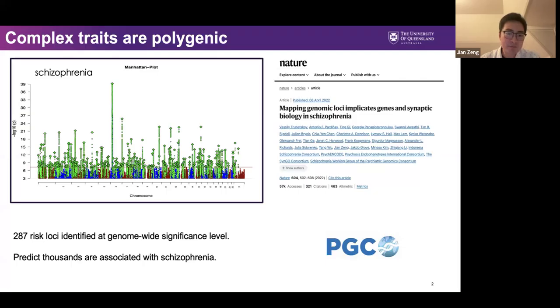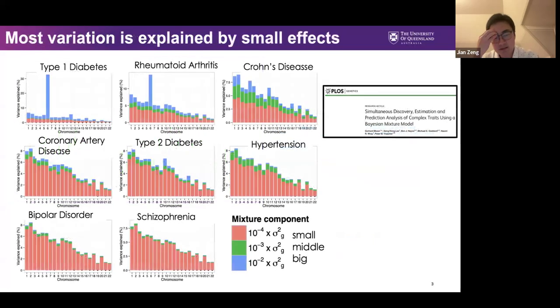For example, as shown in the results from the latest schizophrenia GWAS study, they identified nearly 300 risk loci at the genome-wide significance level, and they predicted that thousands more loci will be identified when the sample size further increases. This prediction is based on the observed genetic architecture of the traits. Using Bayesian methods that I will talk about in a moment, we are able to estimate what proportion of the genetic variance is explained by small, medium, or large effects. For schizophrenia, as you can see, most of the variance is explained by small effects.